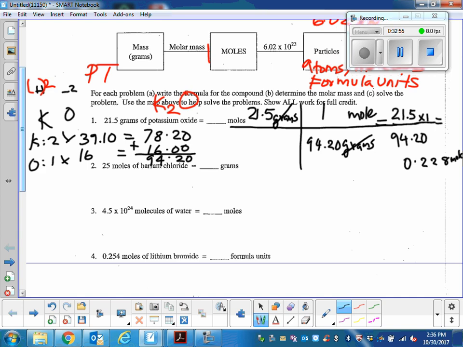Can I erase this? Well, let's do barium chloride. What is the charge on barium? Barium is a +2. Chlorine is a -1. What is my formula for barium chloride?